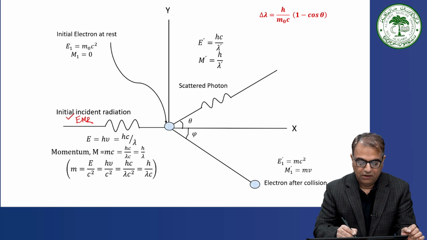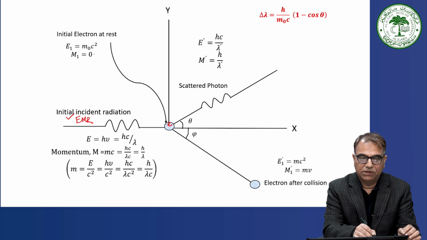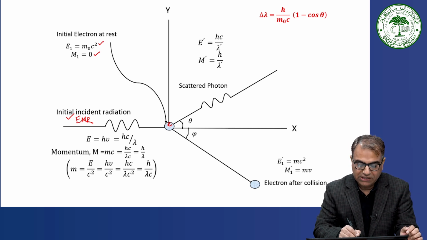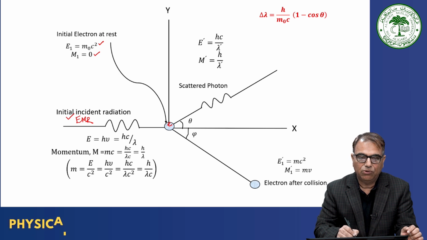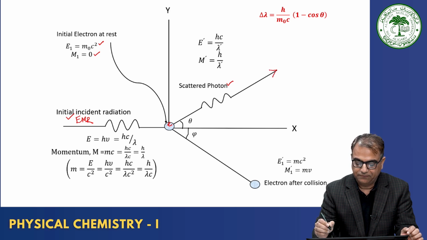The electromagnetic radiation strikes the electron at rest. The electron is at rest, so its energy is m naught c square. So the initial electron is at rest. When the photon collides with it, it transfers some momentum to the electron also, and this is your scattered photon. The scattered electromagnetic radiation goes in this direction, and the electron goes in this direction.